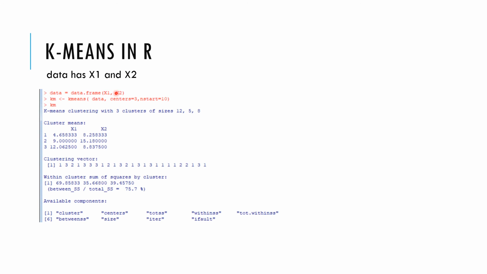So how do we do k-means in R? Let's say we have an example. I have not mentioned the values because they are large data points, so to save space I have not included them. This is the code. I've converted x1 and x2 into a data frame called data. We are going to use the same data throughout this presentation because we are going to use it in other algorithms also.